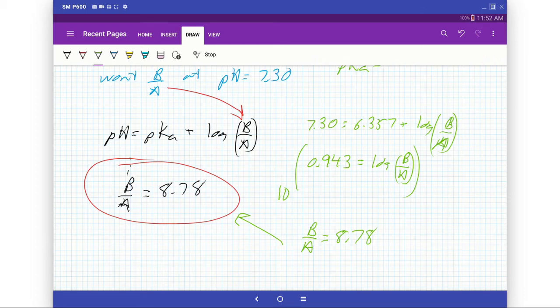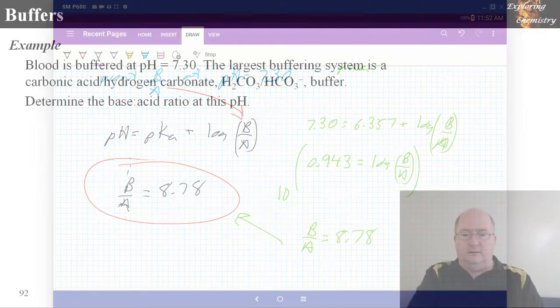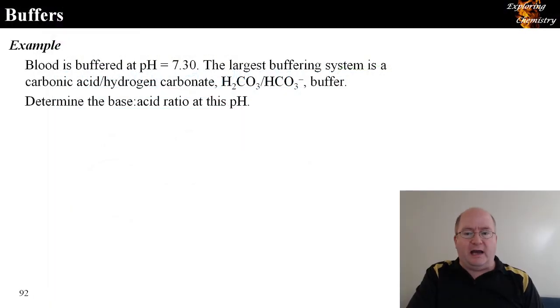Just remember, Haley, that it's negative log, so the pKa is 6.36, not negative. All right, so we showed how that value was obtained, and so we can now go back and look at that base to acid ratio.